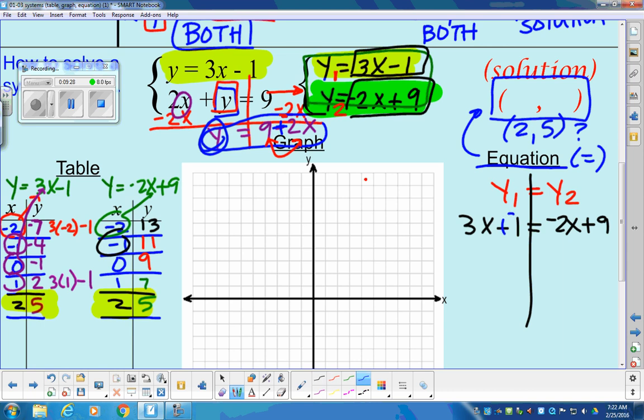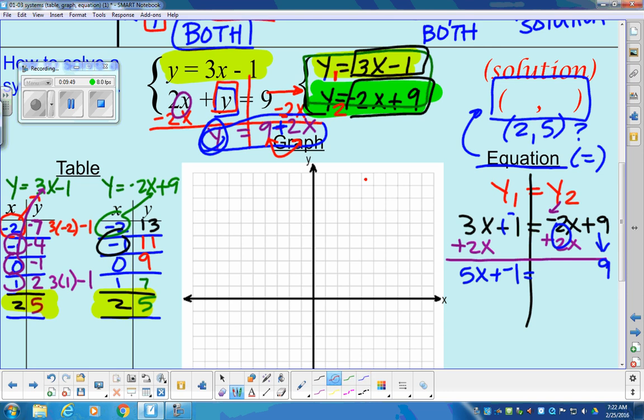I take the smallest variable term and I move it. The smallest variable term right now is negative 2x. The opposite of negative 2x is add 2x, copy, paste. Working left to right, I get 5x plus negative 1 equals, and if I haven't used it, I drag it down, equals 9.